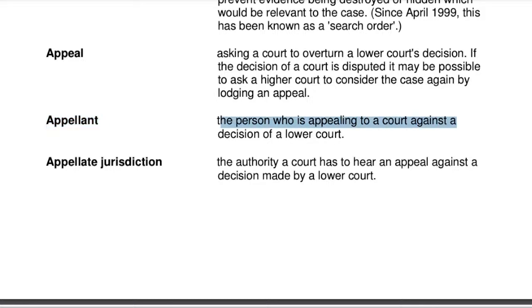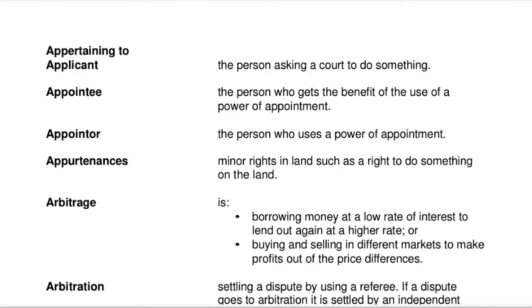Appellant, the person who is appealing to a court against a decision of a lower court. Appellate jurisdiction, the authority of a court to hear an appeal against a decision made by a lower court. Applicant, the person asking a court to do something. Appointee, the person who gets the benefit of the use of a power of appointment. Appointor, the person who uses a power of appointment.